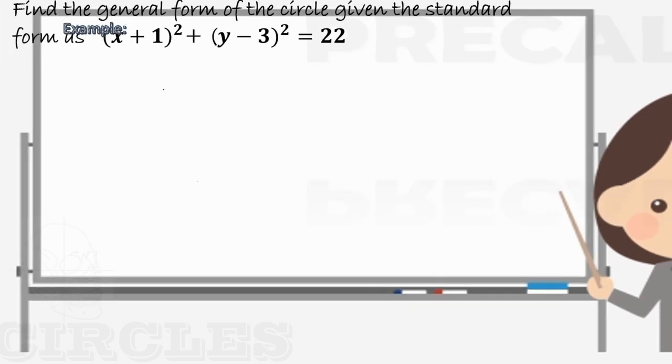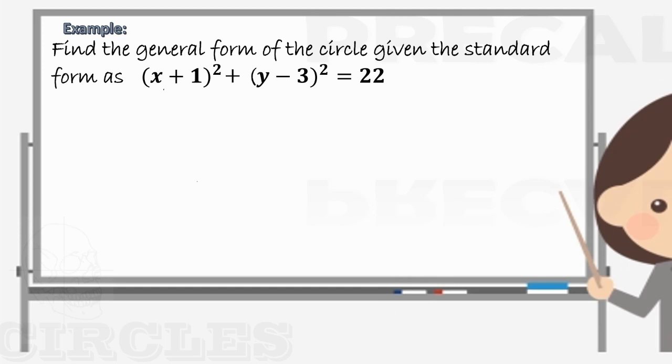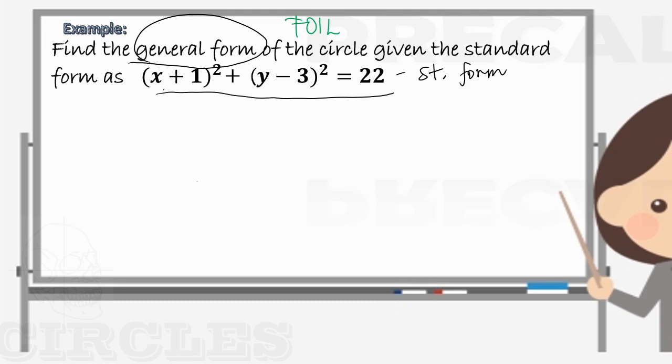For example, find the general form of the circle given the standard form as x plus 1 squared plus y minus 3 squared is equal to 22. So, itong given na to ay yung nakuha nating standard form kanina sa previous problem natin. So, naka-standard form na siya. And then, ibabalik natin siya sa kanyang general form. So, una, ang gagawin natin ay FOIL method para ma-expand natin yung mga perfect square binomials ng x and y.